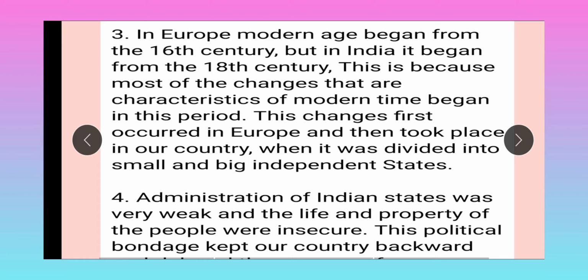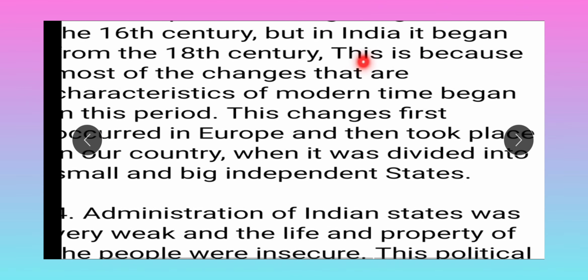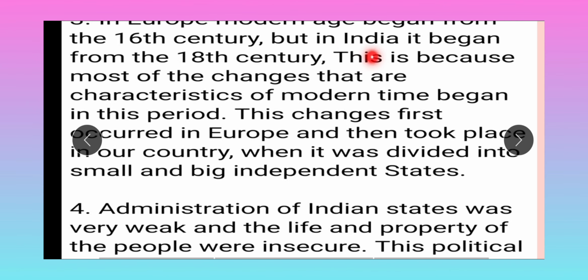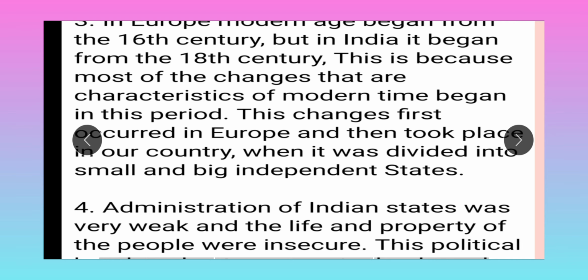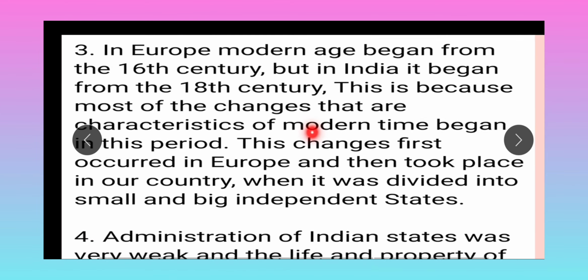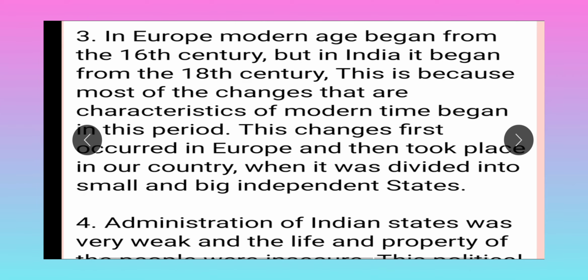Okay, now third point: in Europe, the modern age began from the 16th century, but in India it began from the 18th century. This is because most of the changes that are characteristics of modern time began in this period. These changes first occurred in Europe and then took place in our country when it was divided into small and big independent states. So in Europe the modern age started in the 16th century, but in India it started in the 18th century.